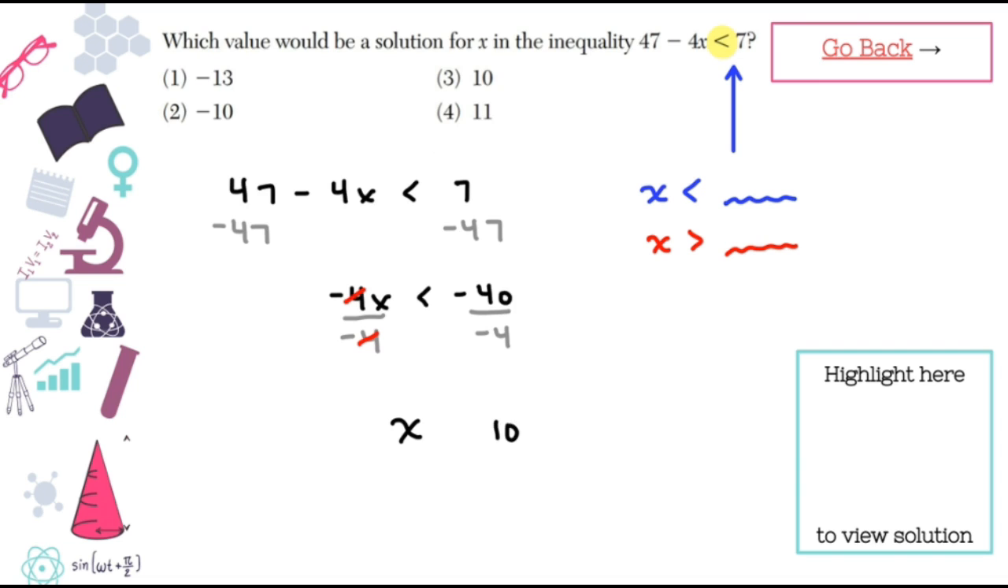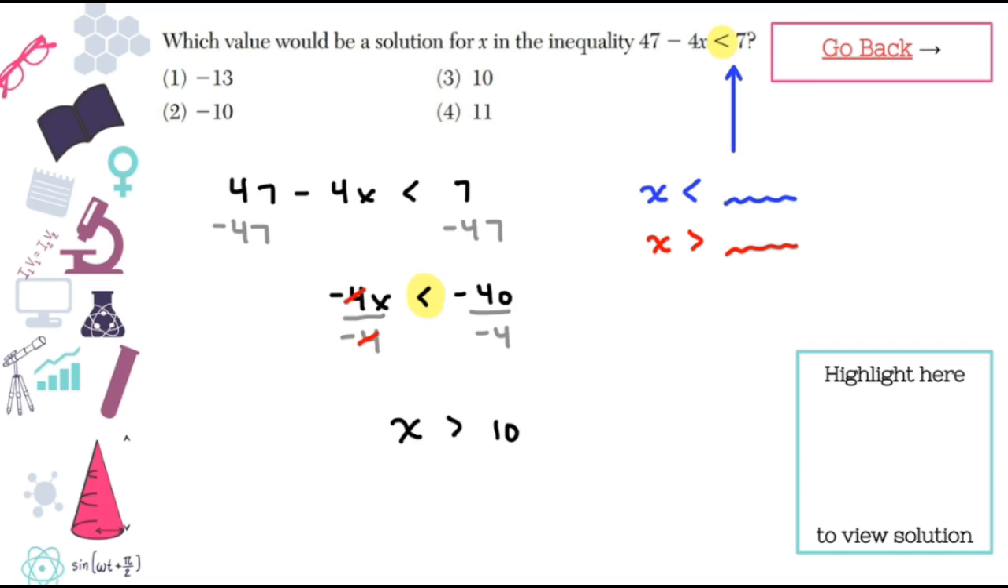And with this sign reversal, I need to take special care to make sure that I maintain the logic of the inequality. So it used to be a negative x is less than a negative value. Now it's a positive x, and we'll need to change the direction of the inequality: is greater than a positive quantity. So it says our x value has to be greater than 10.